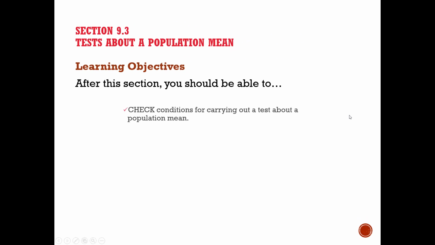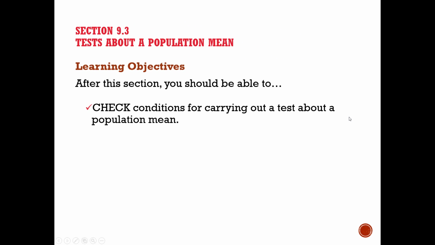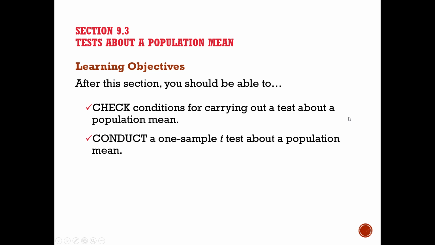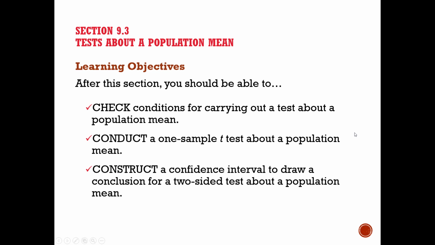And after this section, we should be able to check conditions for carrying out a test about a population mean. We should be able to conduct a one-sample t-test about a population mean. And we should be able to construct a confidence interval to draw a conclusion for a two-sided test about a population mean. Basically all the same stuff we did with proportions, but now we're doing it again with means. And we want to be able to perform significance tests for paired data, which is like in a matched pairs situation or something like that. We'll talk about that later.